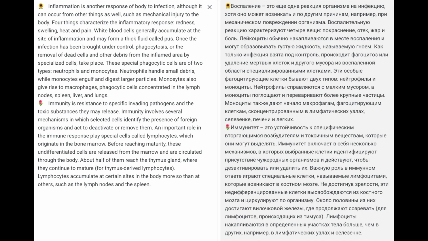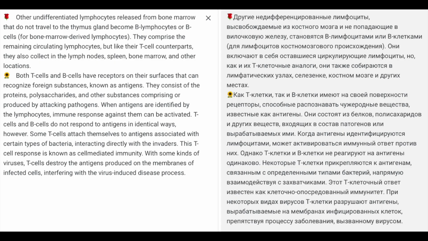Before reaching maturity, these undifferentiated cells are released from the marrow and are circulated through the body. About half of them reach the thymus gland, where they continue to mature, forming T cells, for thymus-derived lymphocytes. Lymphocytes accumulate at certain sites in the body more so than at others, such as the lymph nodes and the spleen. Other undifferentiated lymphocytes released from bone marrow that do not travel to the thymus gland become B lymphocytes or B cells, for bone marrow-derived lymphocytes.